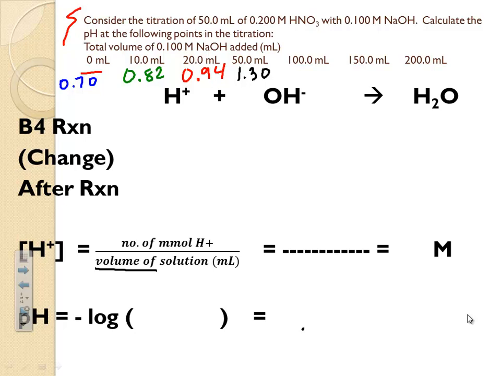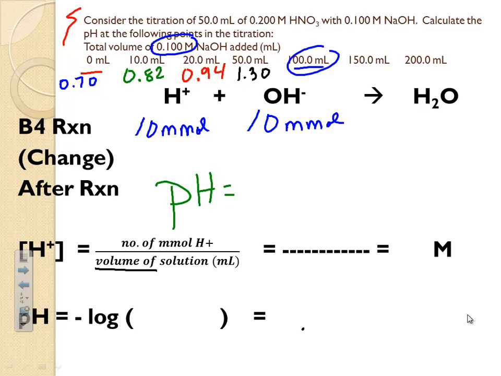All right, for the next one, we have 100 milliliters of the NaOH. And if you look at this, this means that we have our normal 10 millimoles here, but now that we have 100 milliliters of NaOH, and it's 0.1 molar, that means now we've got 10 millimoles of our OH minus. You don't even have to do the calculation to know that because it's a strong acid and a strong base, and we have equal amounts, and it's a neutralization reaction. This is our equivalence point. We're going to have a pH of 7. Okay. So we've reached our equivalence point.